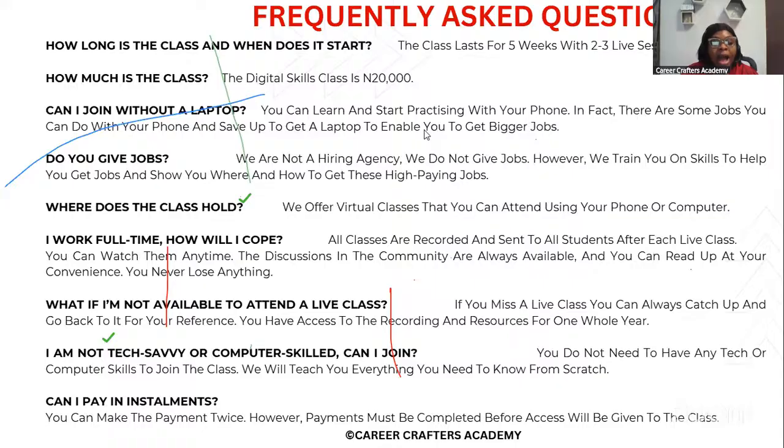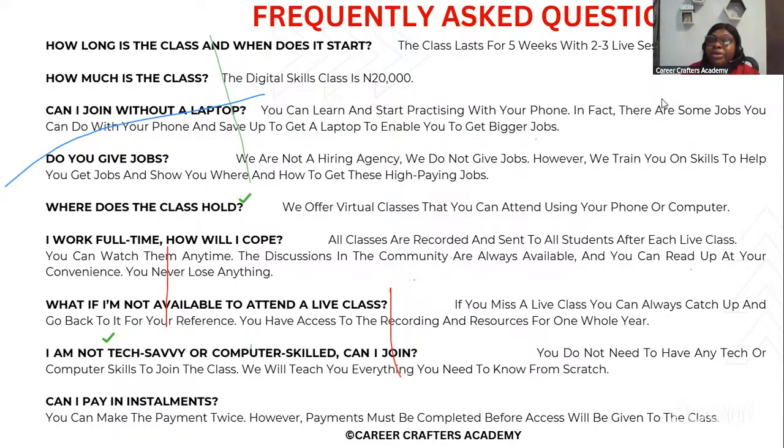Then someone will ask, do you give jobs? The simple answer is that we are not a hiring agency. We are a school. Career Crafters Academy, we are a school. Just the same way you went to your university or secondary school or primary school and they teach you, preparing you for your future, that is the same way we also teach and prepare you. So we do not give jobs.